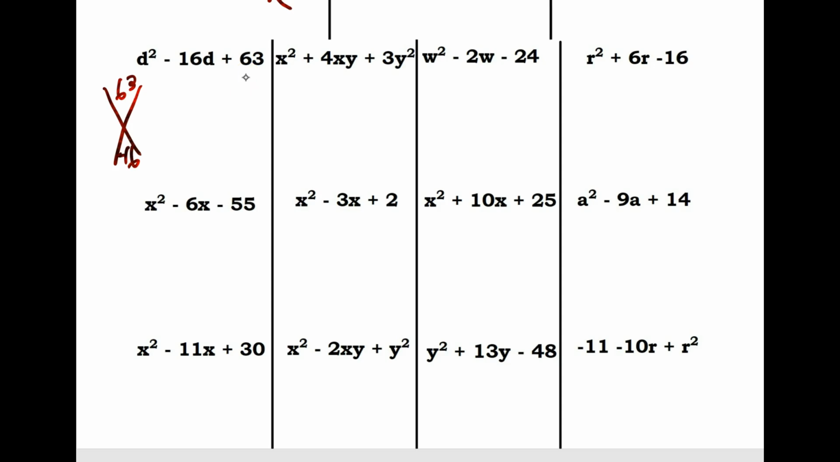Again, same sign. Both numbers have to be negative. So a negative 9 and a negative 7 will give us that. So how do we set this up? The binomial.